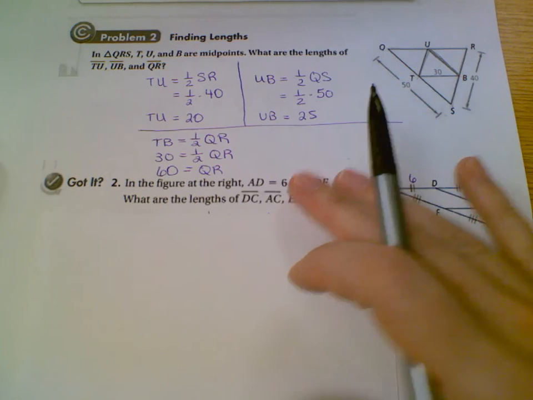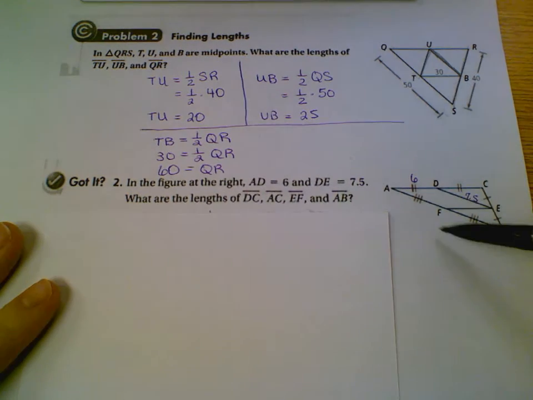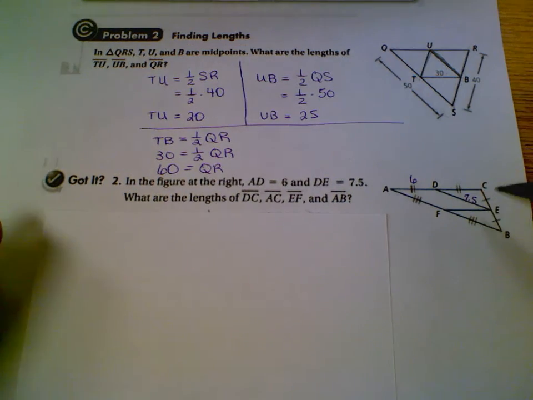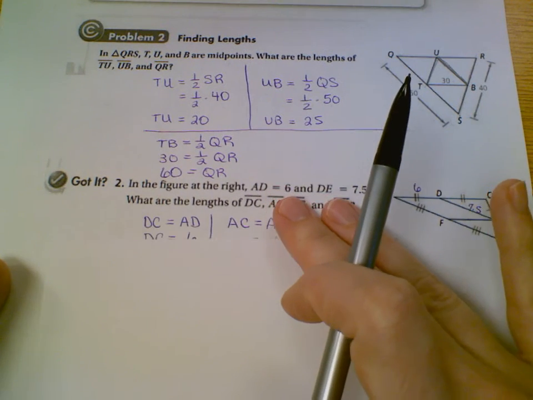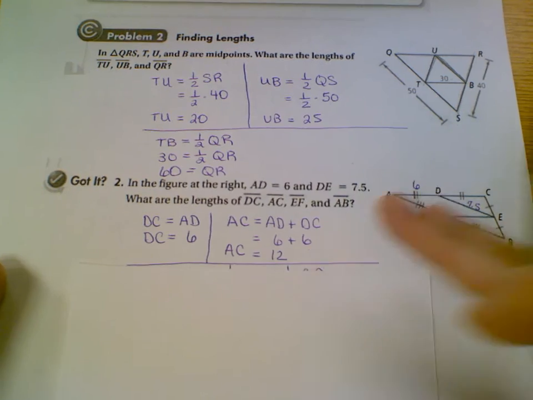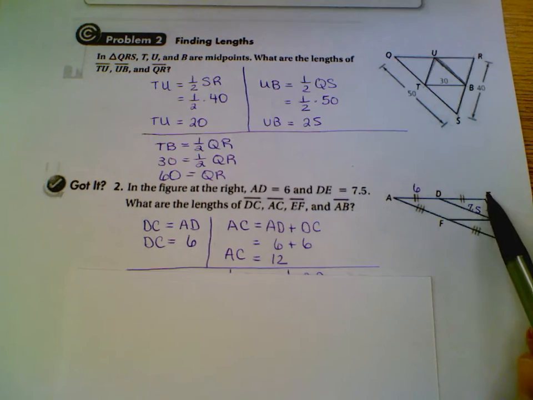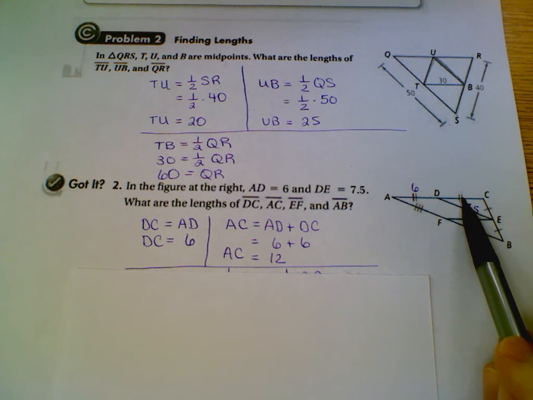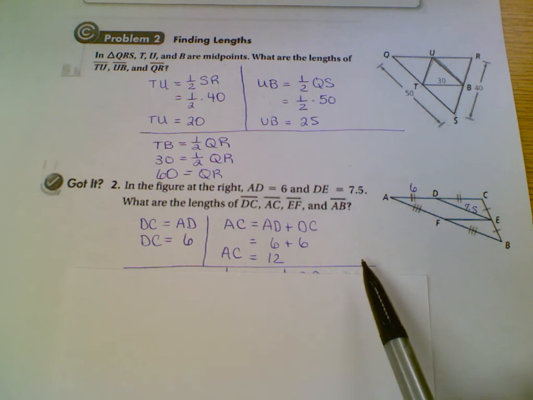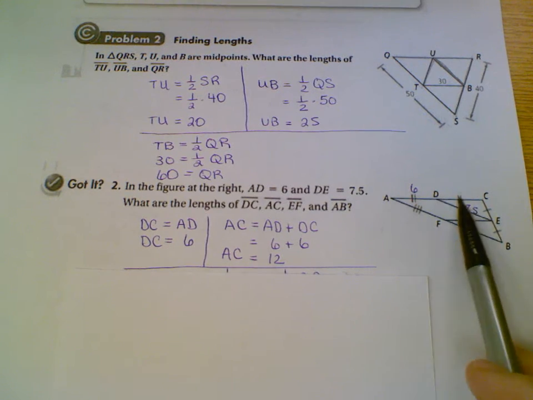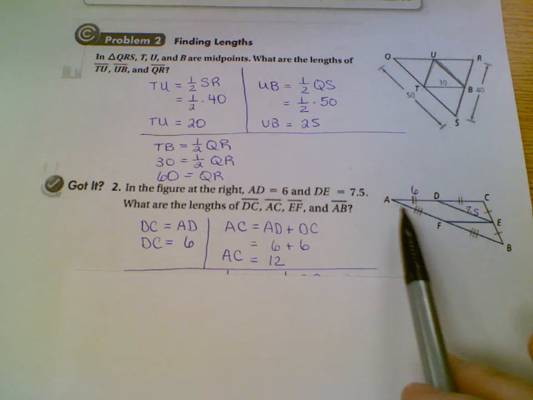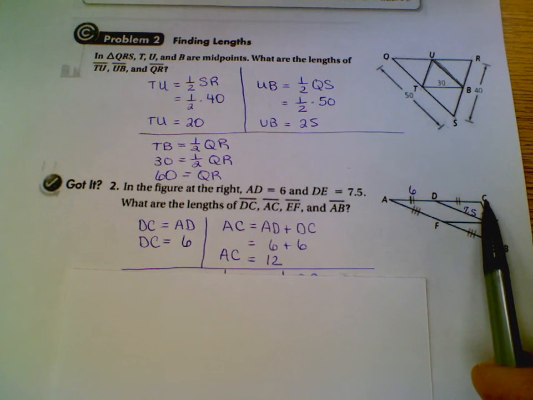So in the got it question, I have this figure, and I went ahead and labeled what they gave me for AD and DE. They wanted me to find DC, so I found that DC is congruent to AD, so therefore DC is also 6. I also had to find what AC is. AC is that entire length. I know AD is 6. I know DC is 6, so therefore AC is 12.